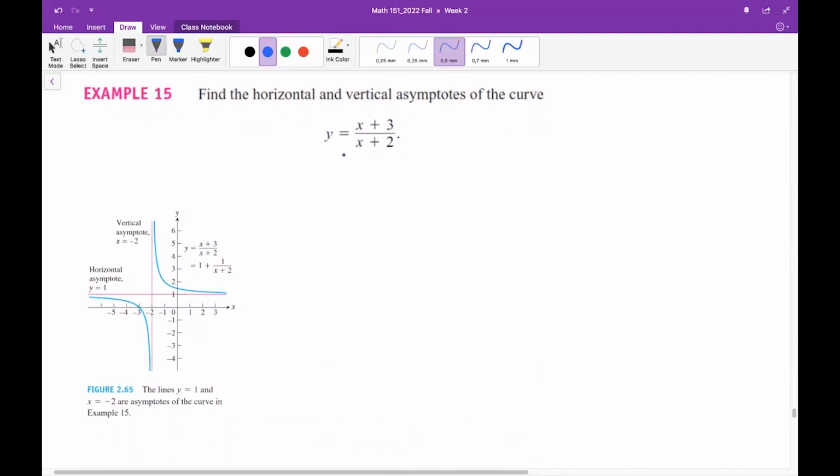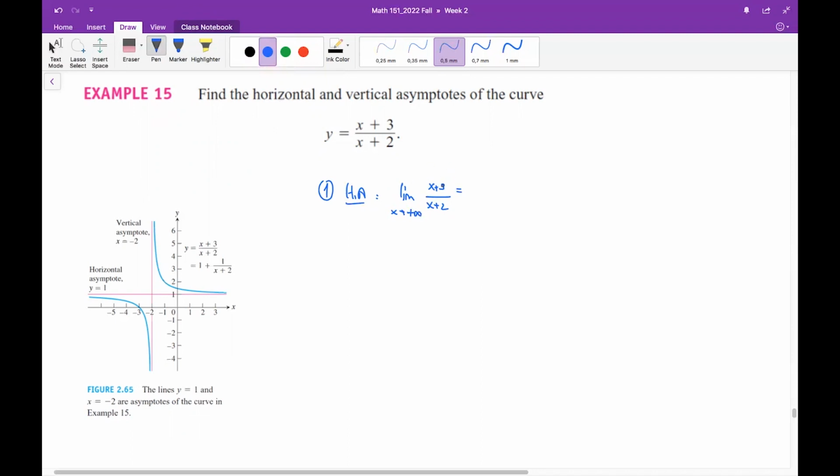Okay, first of all, horizontal asymptote. How do we detect horizontal asymptotes algebraically? We look at the limit of the function as x goes to plus or minus infinity, right? Let's consider these cases separately. Plus infinity. So what is the limit here?